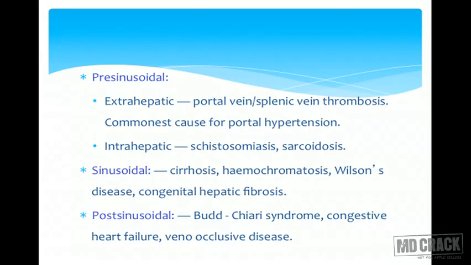So we will see causes of pre-sinusoidal. Pre-sinusoidal can be extrahepatic here, or they can be intrahepatic before the sinusoids form. So extrahepatic can be portal vein or splenic vein thrombosis. So obstruction over here or here is the most common cause of portal hypertension. Then there can be intrahepatic causes before the sinusoids form. It can be schistosomiasis, which is the most common, and sarcoidosis.